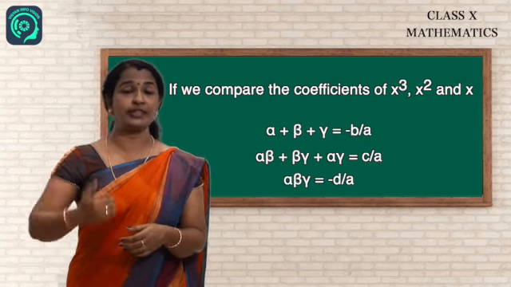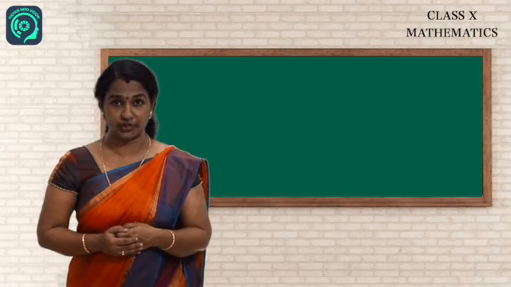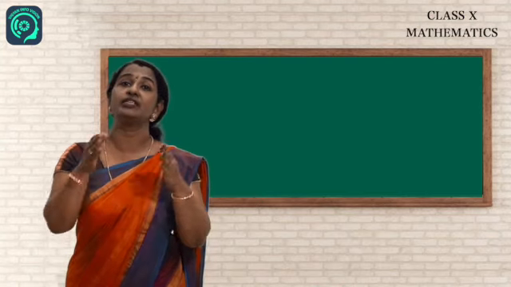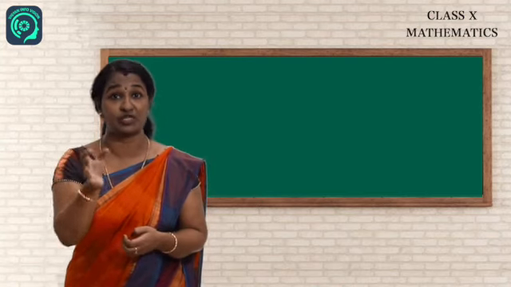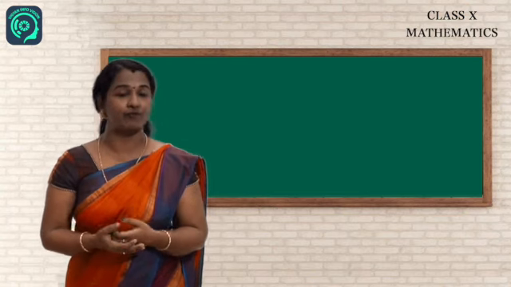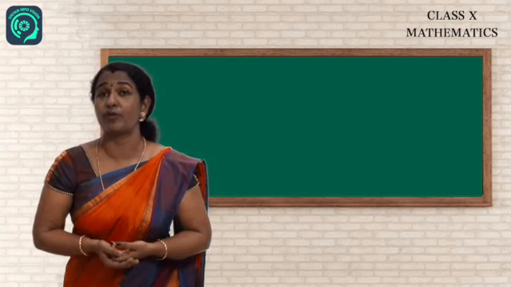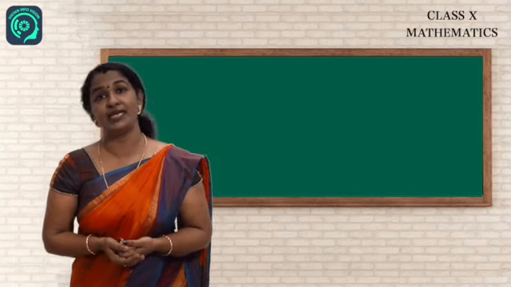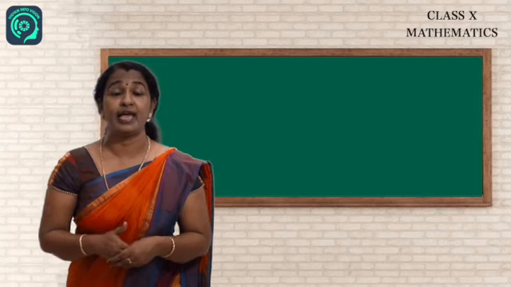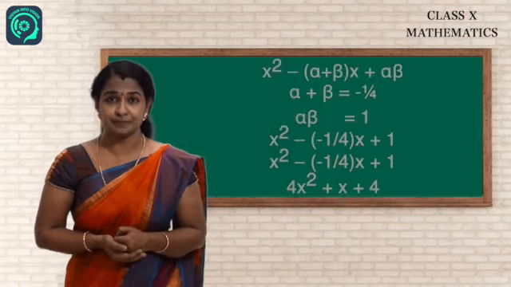So I think all the relationships you have easily understood, and one more thing I wanted to tell you is, if you are given alpha and beta, or the sum and product of the zeros in a question, you will be asked to frame a quadratic polynomial. At that time, what will you do, children? If you know the standard form of a quadratic polynomial, you will be easily able to apply the sum and product in that formula and find the quadratic polynomial. Let us see an example.